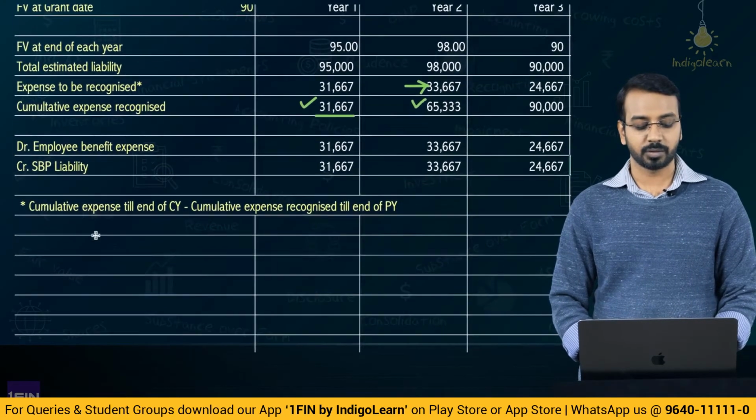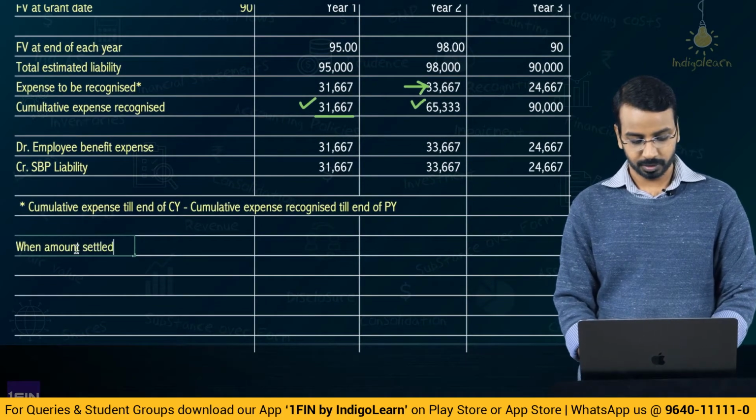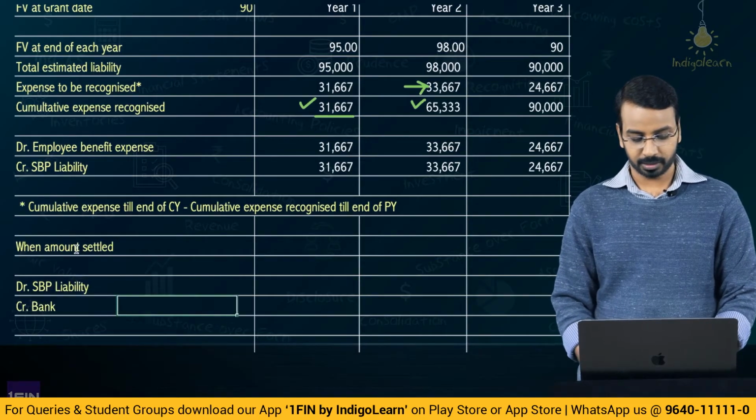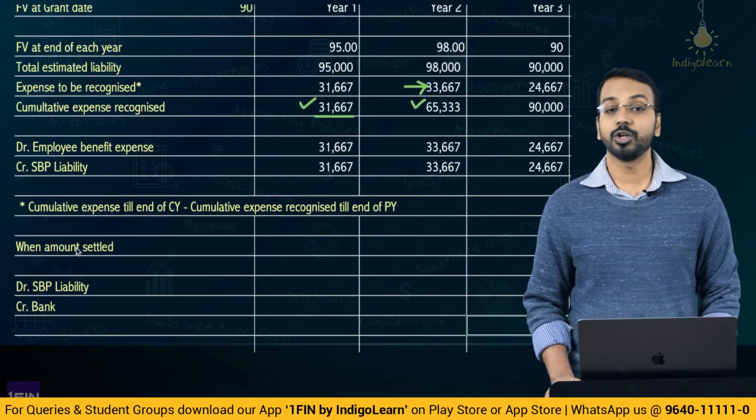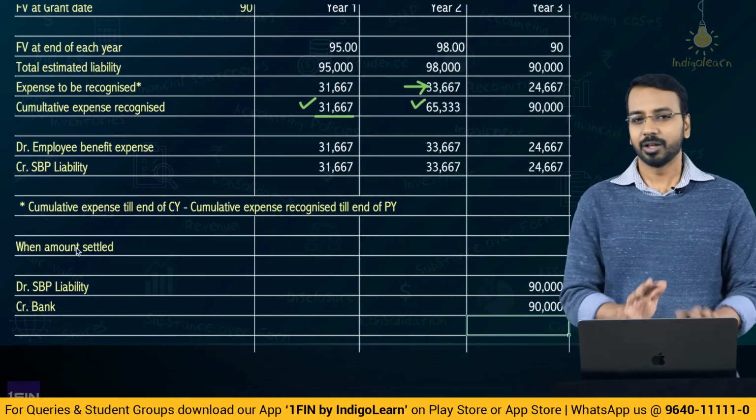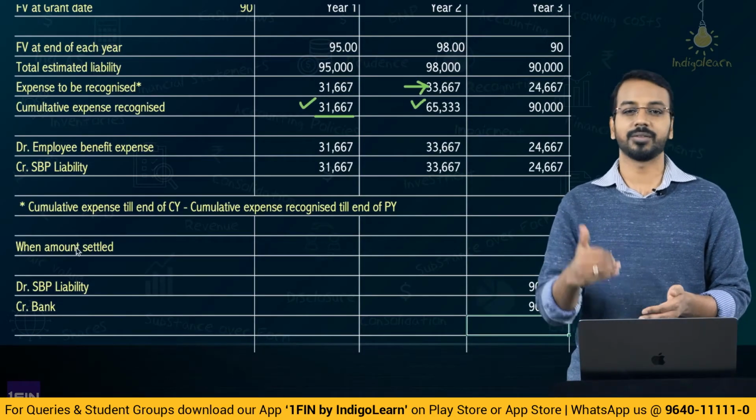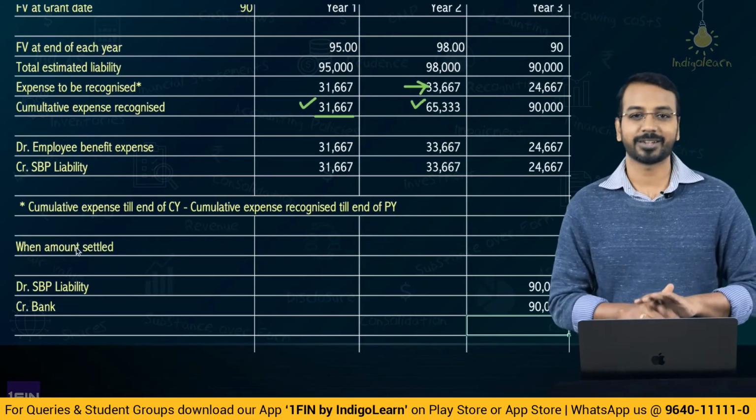So when payment happens or when settlement happens, you will say debit SBP liability, credit bank, how much? 90,000 and 90,000. Okay, so this is how you will account for a cash settled share based payment. Now this is not an appreciation right. Appreciation right will come separately using an illustration given in the study material. This is purely a share based payment transaction.